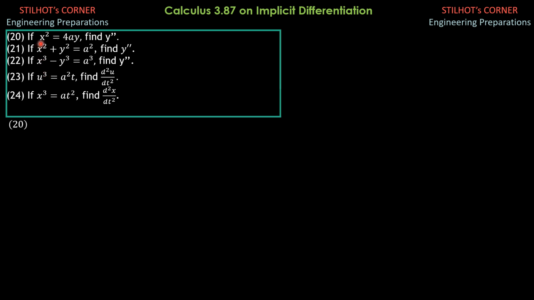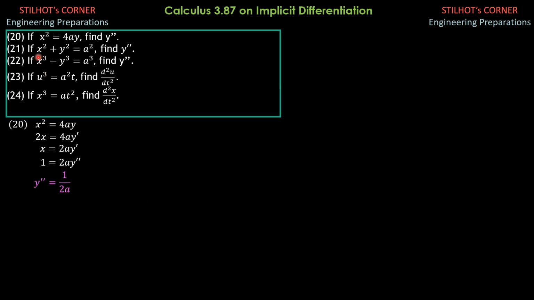So for problem 20, x squared equals 4ay. Derivative of x squared is 2x. So 2x equals 4a times y prime. So we can reduce this to x equals 2ay prime after dividing everything by 2. Then derivative of x is 1. Derivative of 2ay prime is 2ay double prime. Therefore, y double prime is equal to 1 over 2a.